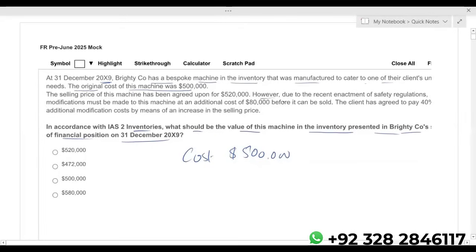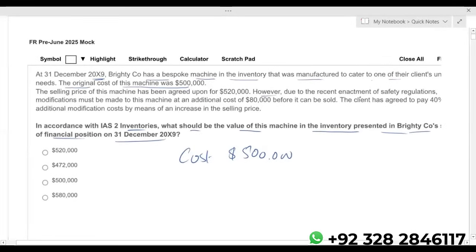However, due to a recent change in the law on safety regulations, modification must be made to this machine at an additional cost of 80,000 before it can be sold. So it means this modification cost, you have to bear it. Otherwise, you cannot sell it. So it's a necessary cost to sell. So while calculating NRV, we have to deduct this. So selling price minus the necessary cost to sell.